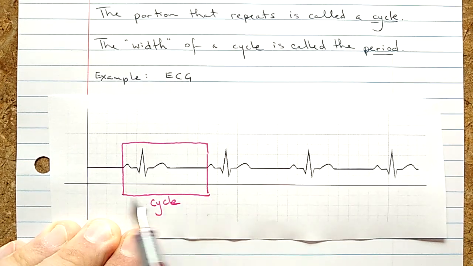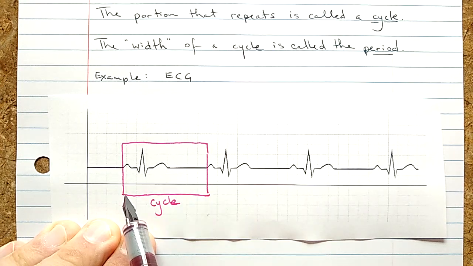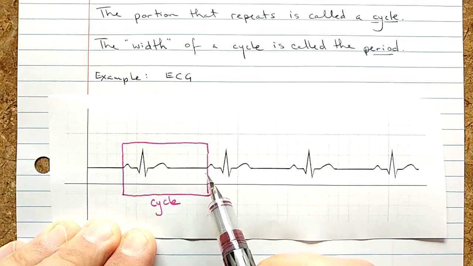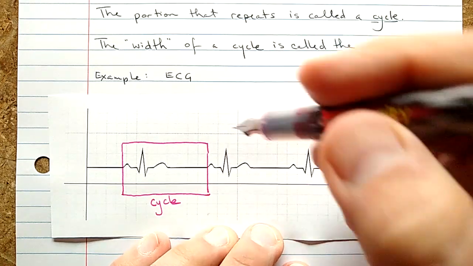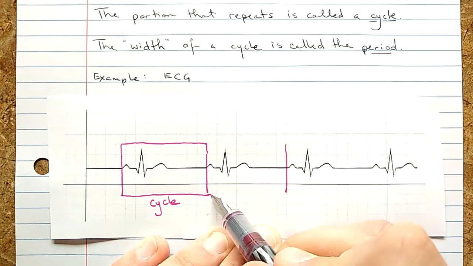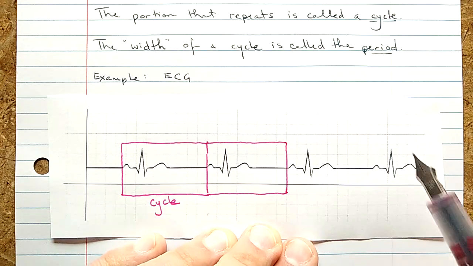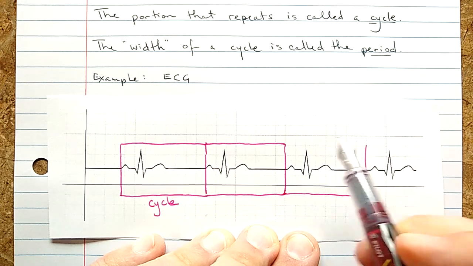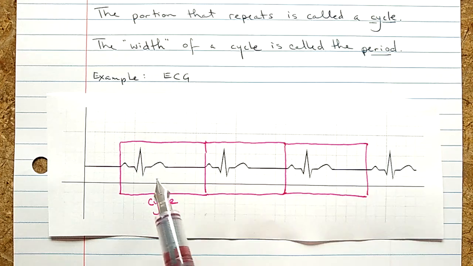The width of the cycle, how long this is horizontally, that's the period. For example, if your heart is beating at 60 beats per minute, that would be 1 second of width, because every heartbeat would take 1 second. And if we go over here, we'll see there's another cycle right there. As long as your heart is beating at the same rate, you will continue to get the same exact cycles over and over again. So there I've drawn boxes around 3 different cycles.